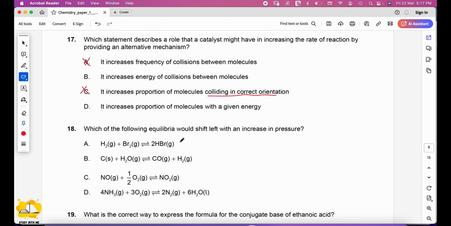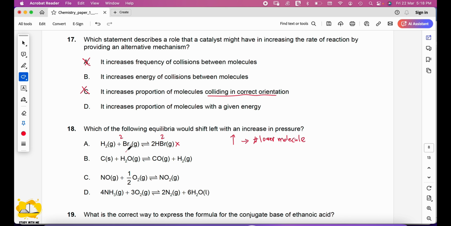For question number 18, which of the following equilibria would shift left with an increase in pressure? If you increase the pressure, the equilibria would shift to the side with fewer molecules. All right, but increase in pressure only affects the gas molecules. So let's calculate the coefficients. So here is 2 on the reactant side, and then on the product it's 2. So this is not gonna work because it has the same amount of molecules for the left and the right side.